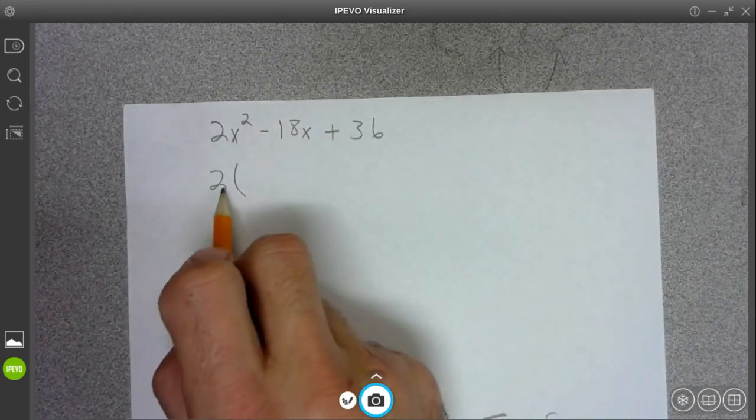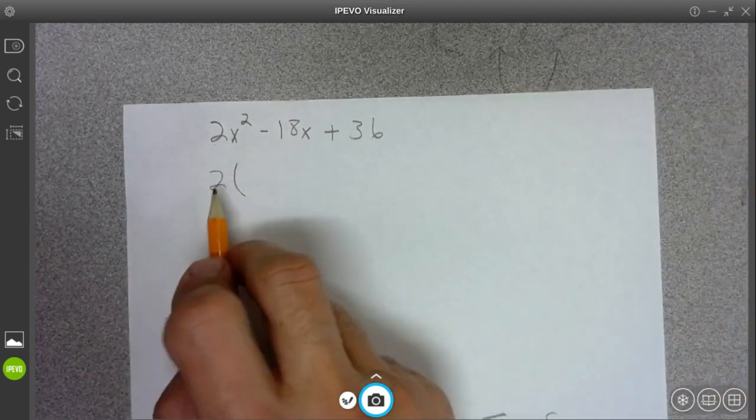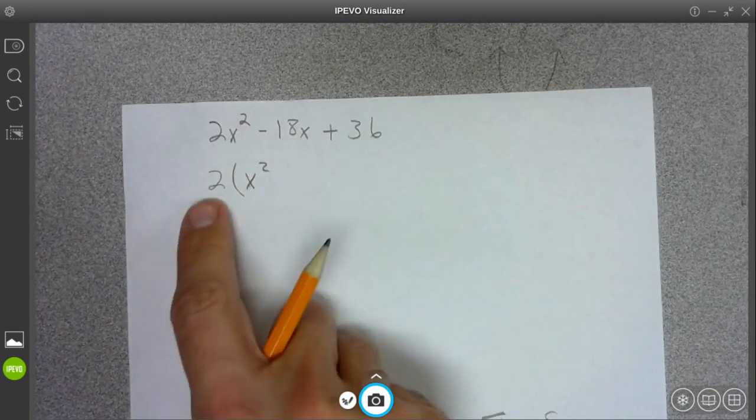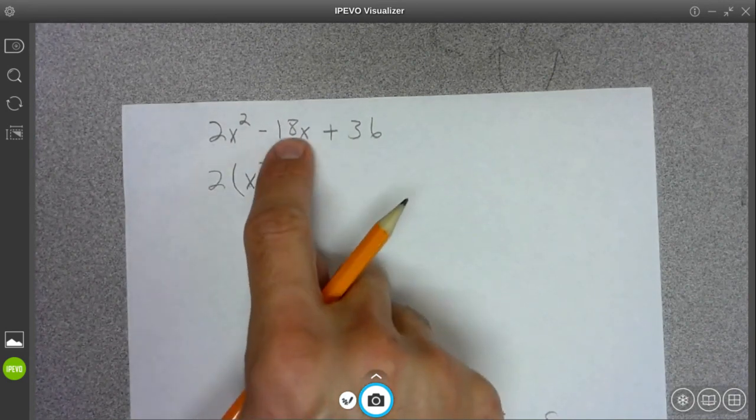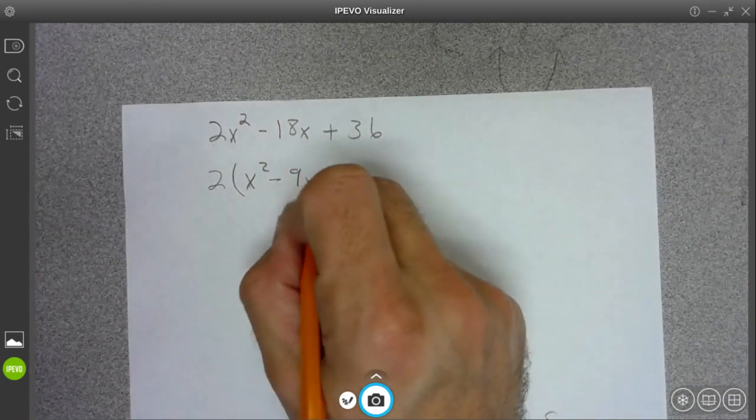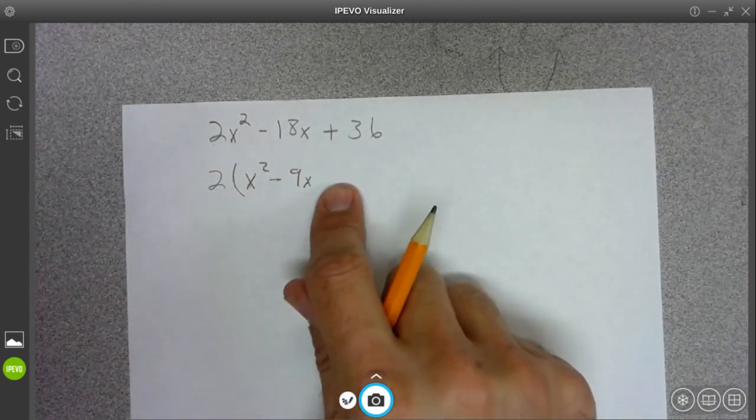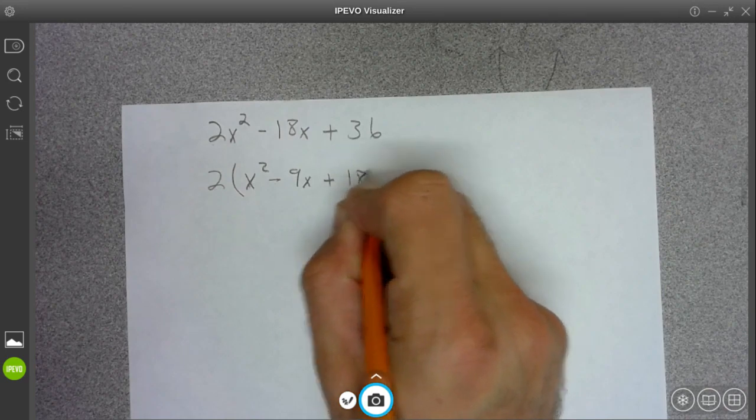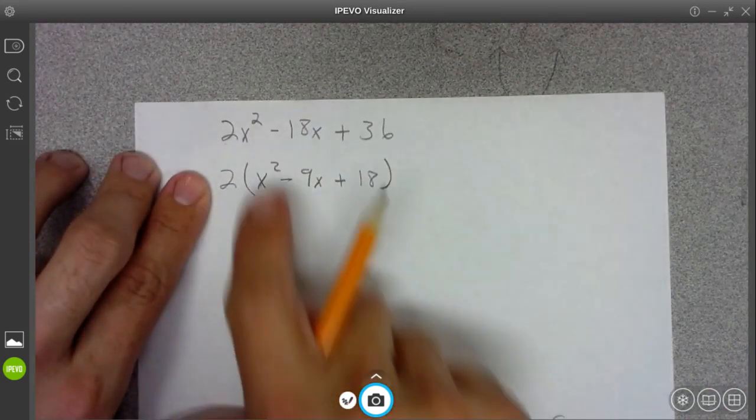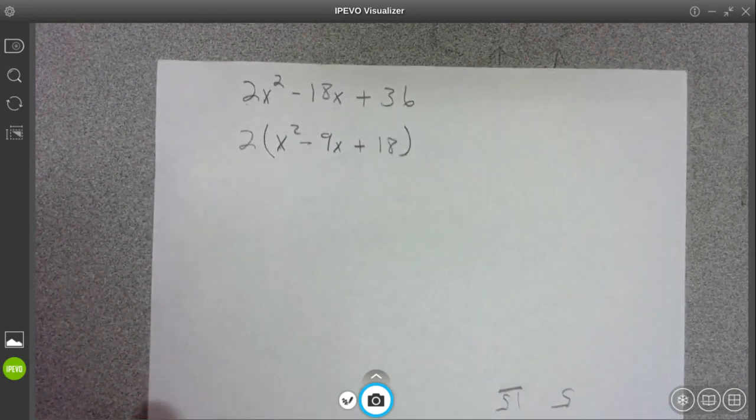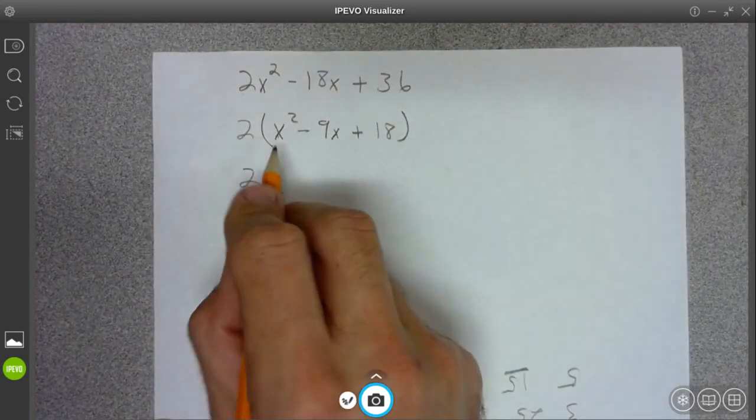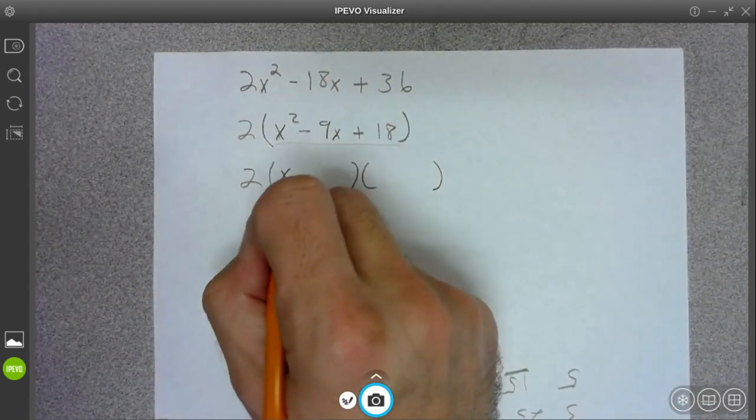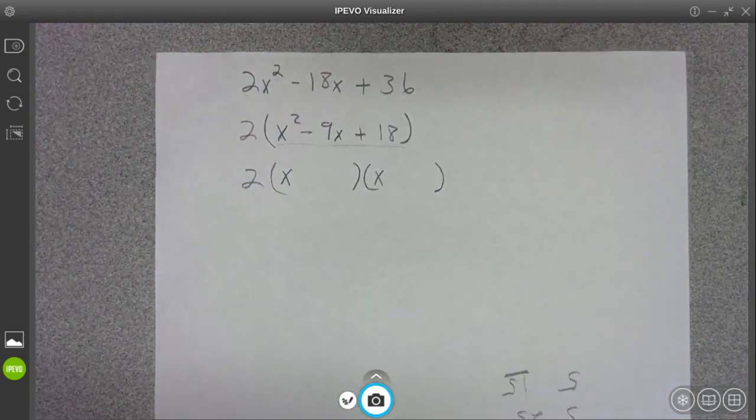The way I normally do it is I say 2 times what will give me 2x squared. That's x squared. 2 times what will give me 18x? 2 times 9x. 2 times what will give me 36? 2 times 18. That's usually the way I word it instead of dividing them all by 2, but both are true. So now I'm going to factor this trinomial into 2 binomials. Binomial just means it's got 2 terms.